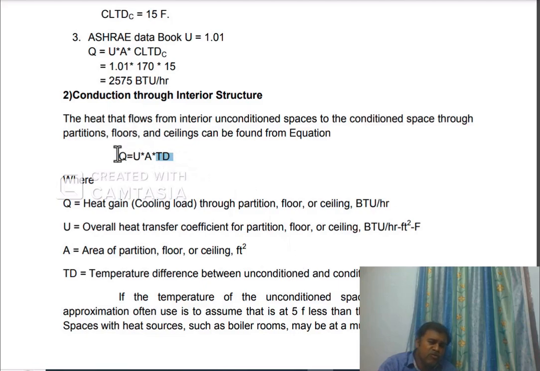So this is how, with this formula, if you know the U value you can take it from the data book. Area, you know the area of the slab or the wall you are going to consider. T is the temperature difference between outside and inside temperatures. You can match it and you can get the Q value. See guys, you can understand the Q value is in BTU per hour. Okay.